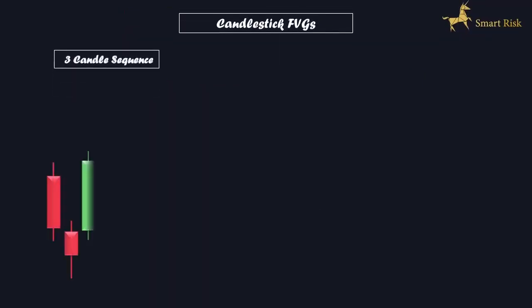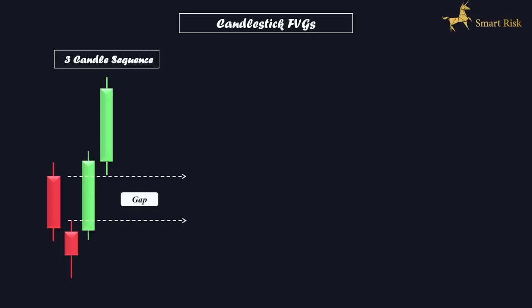Fair value gaps are typically formed within a three-candle sequence and are easily noticeable on the chart as a large candle. The distinguishing feature is that the upper and lower wicks of the neighboring candles do not completely overlap the body of the middle candle. This creates what we call the fair value gap zone, which essentially fills the space between the wicks and is drawn on the body of the middle candle.